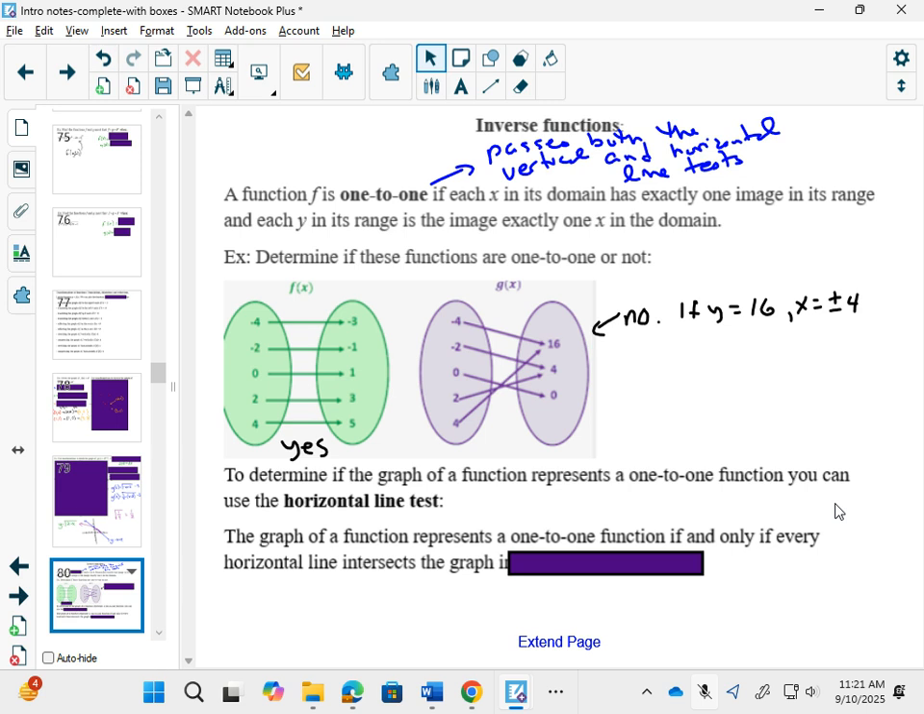So we use the horizontal line test. The graph of a function represents a one-to-one function if and only if every horizontal line intersects the graph at most one point.